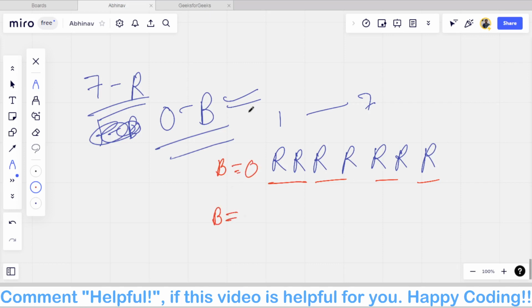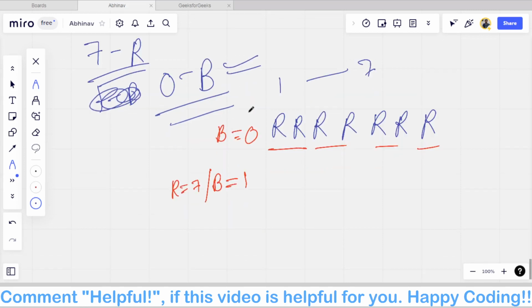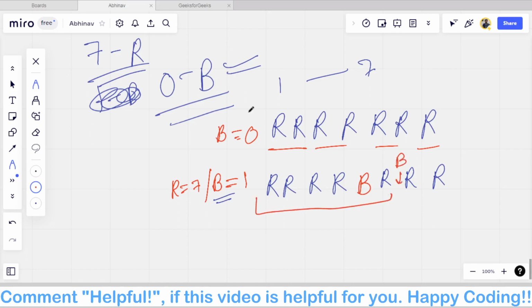Now if the value of B is 1, and for example R is 7, in that case it can be R R R R R R R. So we have to put this particular 1 B in between these R's, so that the continuous wins of R in a row are minimized. So we have to put B here. If we put B here, for example, then there are 5 continuous wins of R and 2 here, so the answer will be 5. But if we put B in the middle, then it will be 4 and 3.